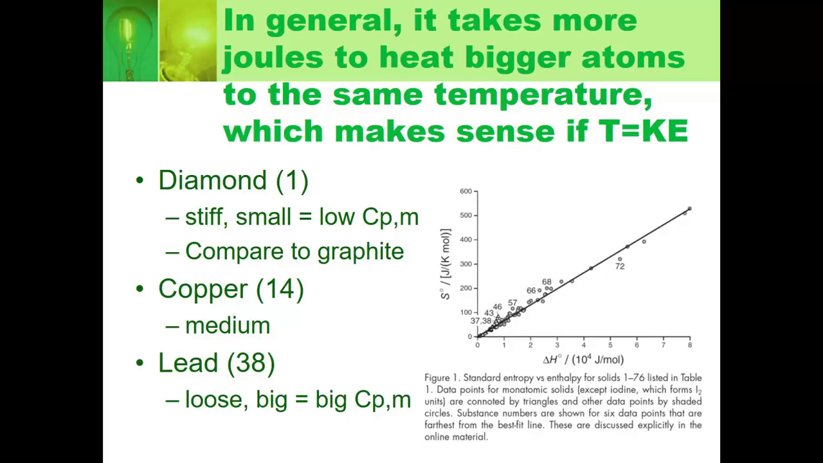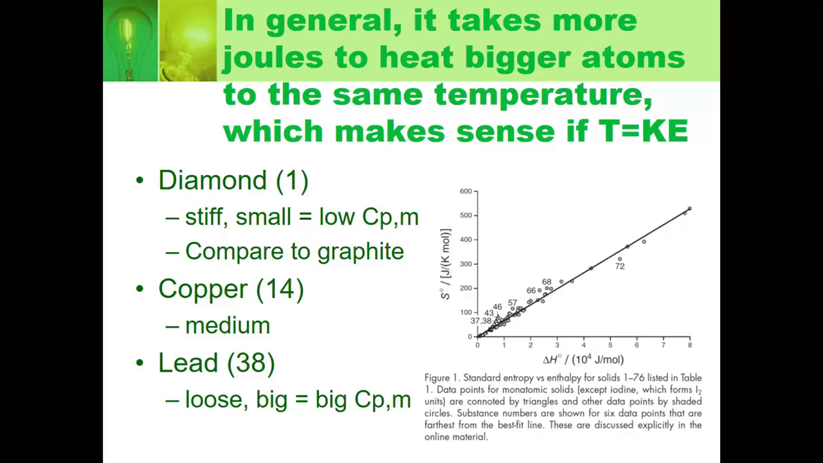And in general, this also relates to heat capacity. So what are the different substances? Number 1, way down here, is diamond. It turns out that diamond has an incredibly low heat capacity. Graphite has a higher heat capacity, same atoms, different arrangement. But because diamond is so stiff and small, it actually has widely spaced energy levels. And that makes it, when you heat it up, the delta H is very small, and that goes with the small S.